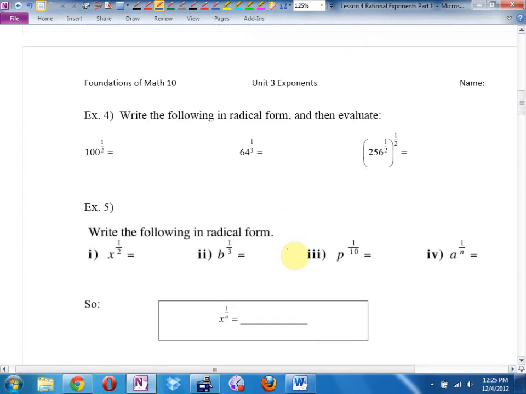It says, write the following in radical form. So if I want to write 100 to the 1/2 as a radical, they didn't say evaluate, they want me to write it as a radical first and then evaluate. What's 1/2 as an exponent the same as? What root? What radical? So we could write this as the square root of 100 and then evaluate. Hey, what's the square root of 100? 10.